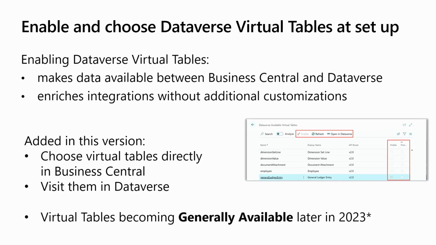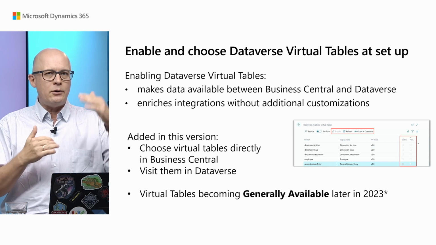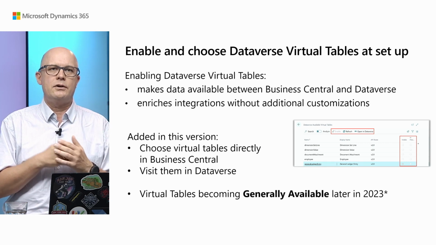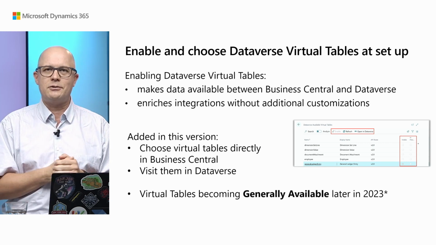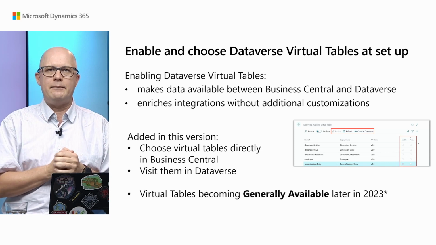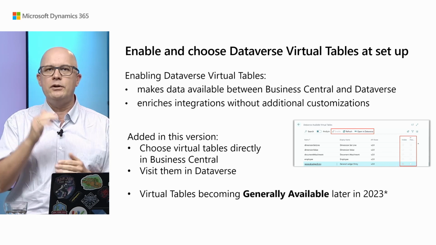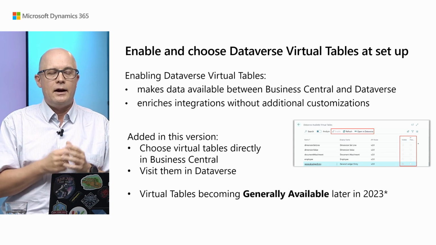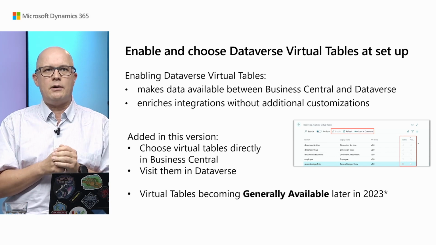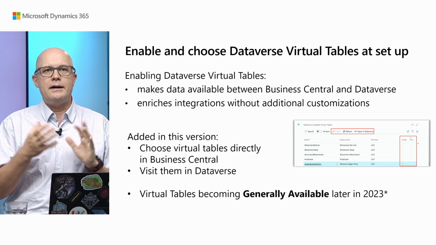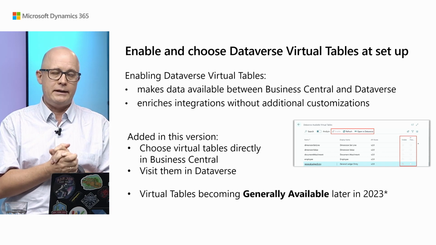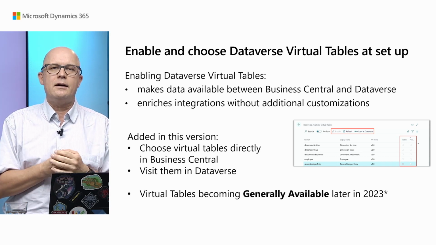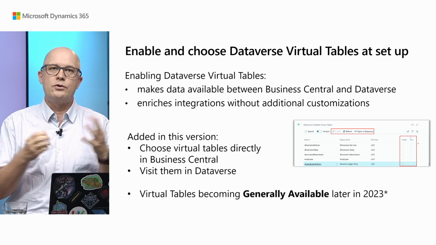When you are starting from Business Central, you go to Assisted Setup and you enable Dataverse Virtual Tables. Right now, you can easily choose which tables you would like to virtualize and just enable them one by one, or even select multiple and enable them from within Business Central. What is also important is that this technology, virtual tables for Business Central, is going to be generally available later this year. So you can start building more robust solutions based on that technology.